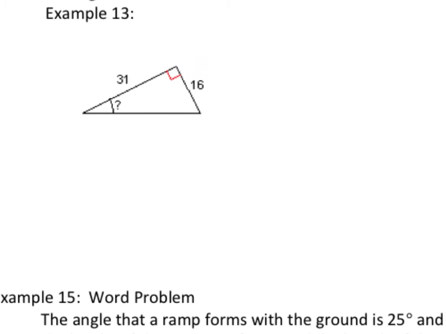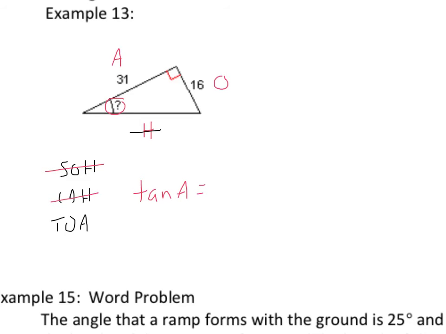Again, they're looking for this angle. So let's get our bearings down. This would be considered the opposite side. This is the longest side, so that's hypotenuse. And this is the adjacent side. Now we don't know anything about the hypotenuse, so that one's taken out of our choices. And again, these are our choices. So anything with hypotenuse we take out. So tangent of the unknown angle is equal to opposite over adjacent.